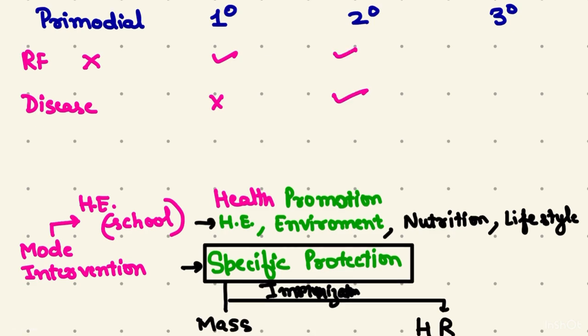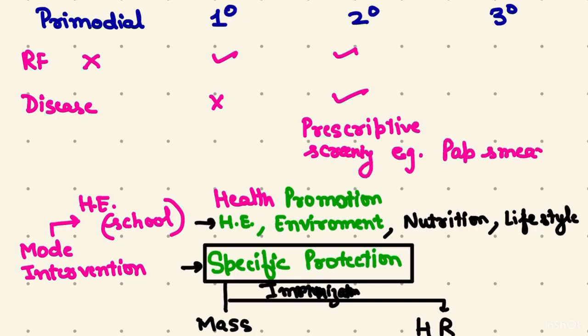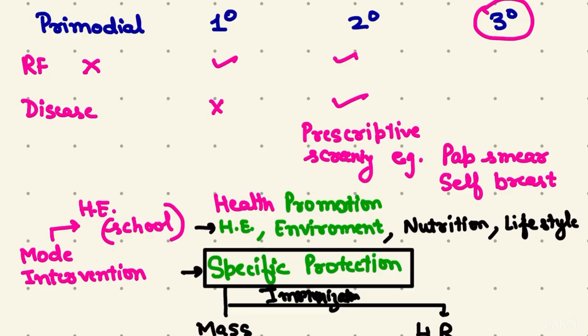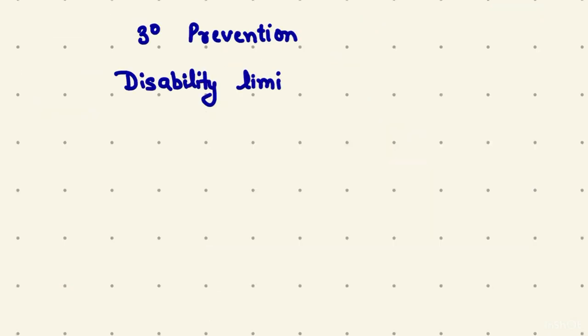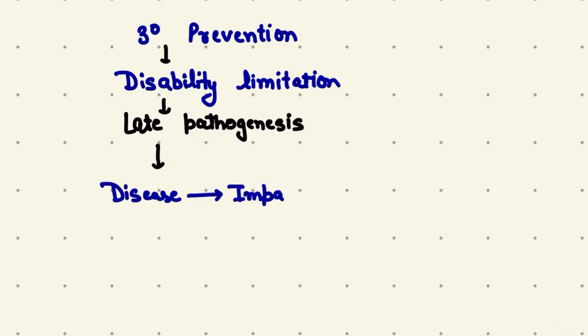In secondary prevention, disease has started and it is in the early pathogenesis phase. So prescriptive screening can be done, that is pap smear and self-breast examination. In tertiary prevention, the disease is already in the late pathogenesis state. So we have to control the disability.